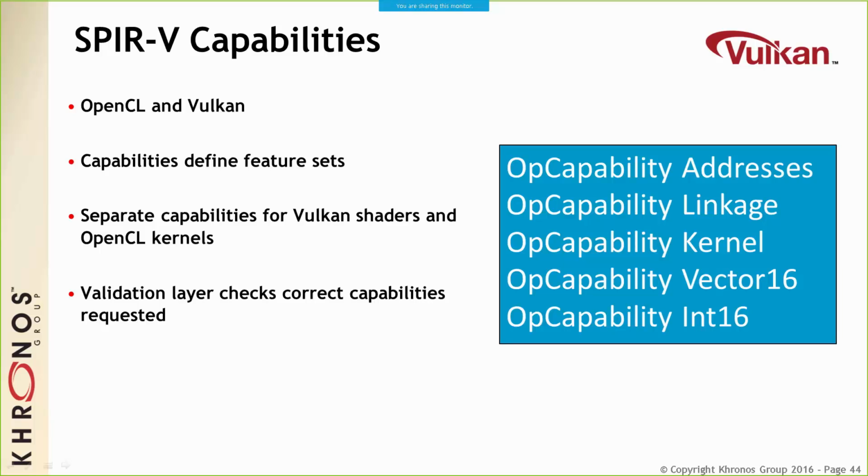And one of the benefits of this is that the validation layer will make sure that any features you use within your shader, you have to have enabled explicitly within your capability, or else the validation layer will tell you that it will not work. So these capabilities define a clear set of feature sets that you can then use within your SPIR-V binary.